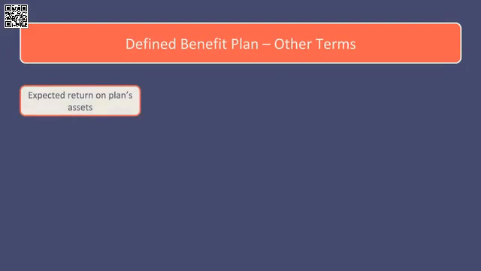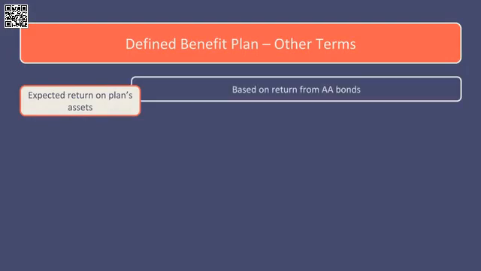Expected return on the plan's assets. The expected return on the plan's assets is now based on the return from AA bonds. The assets return is based on AA bond return because it is more transparent and consistent. It also encourages firms to invest in more secure investments.